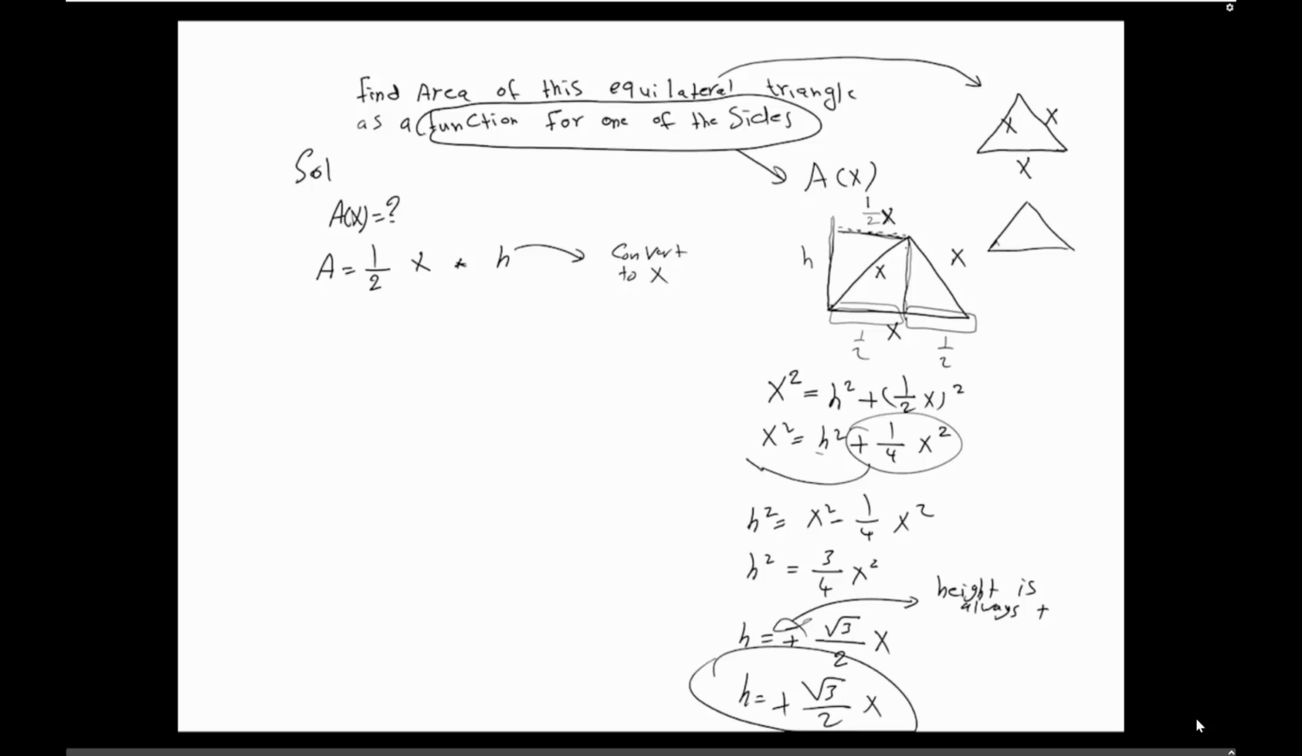So now we can represent our h as x. So let's do that. Let's write our function A of x is equivalent to half of x, and instead of h, what we're gonna write is x multiplied by the root of 3, and the denominator is 2. And if we do the calculation, we're gonna end up with a value like this.